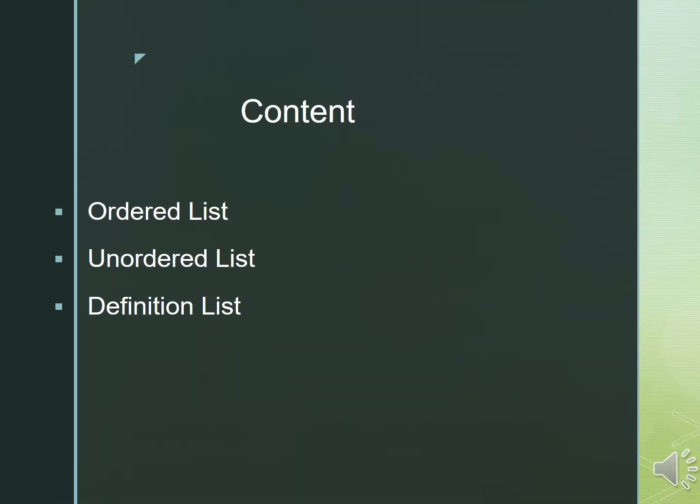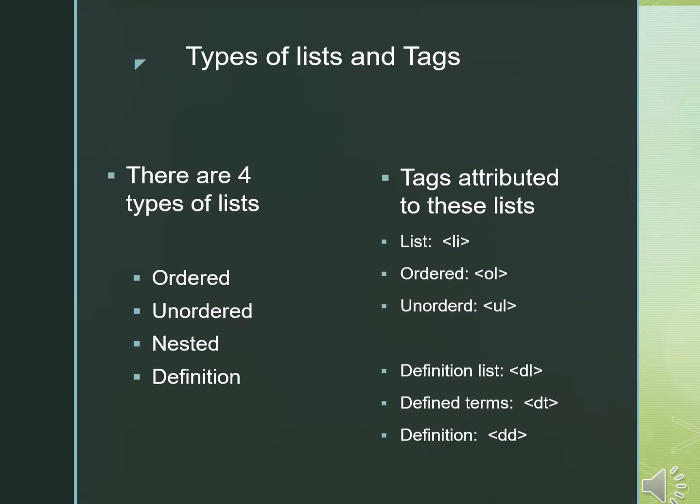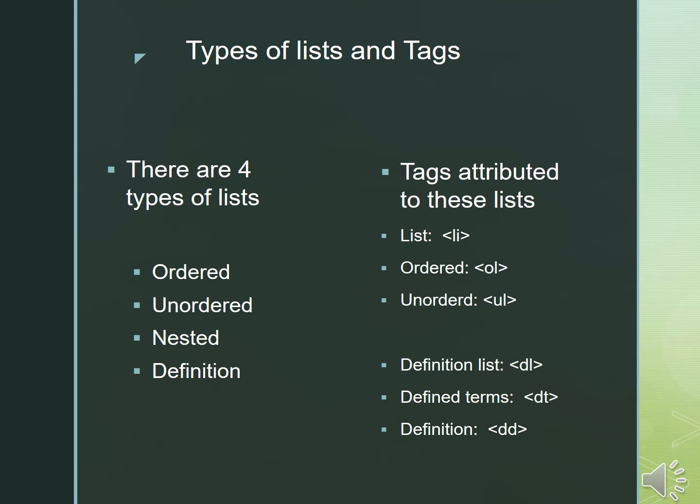The topic to be covered in today's class is related to lists, and those are ordered list, unordered list and definition list. If you focus on the list, there are four types of list in HTML: ordered list, unordered list, nested list, which is a combination of ordered and unordered list, and definition list.